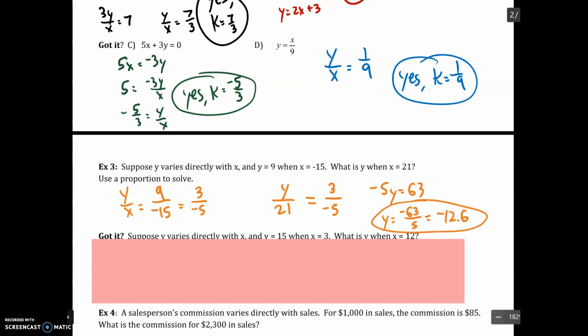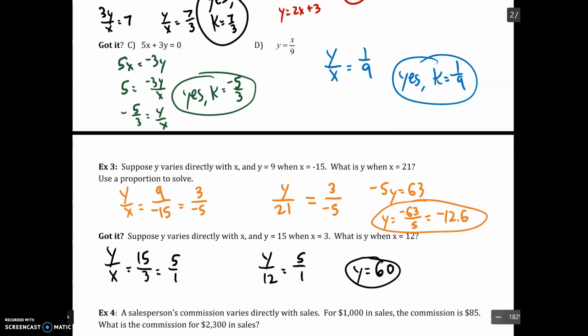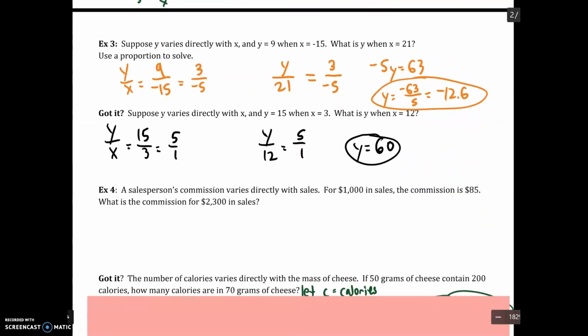Trying that again with the next scenario, you just want to make sure you can set up and solve your proportion. The proportion that we found from the original situation, 15 over 3, reduces as a constant of 5 to 1. So if I keep that 5 to 1 relationship constant, and if x is now 12, I can solve that the same way using my proportion, cross multiply. In this case, y times 1 is also pretty easy for cross multiplication. So if I just multiply 5 times 12 to get 60, that's my new y value when x was 12. So this works also with word problems, and we're going to solve them pretty much the same way we just solved the last one.